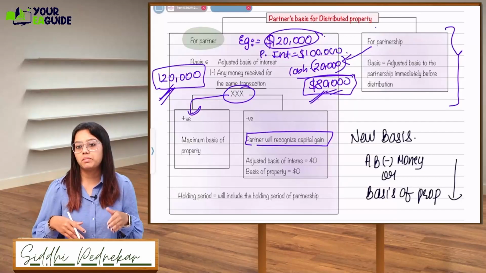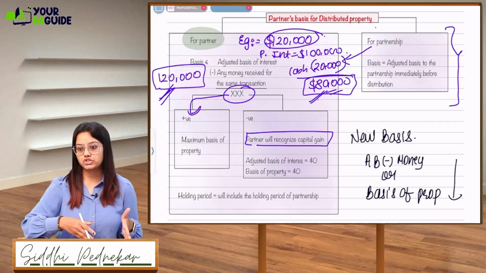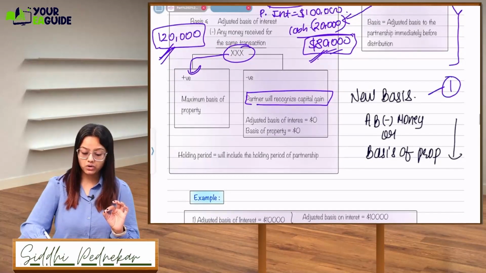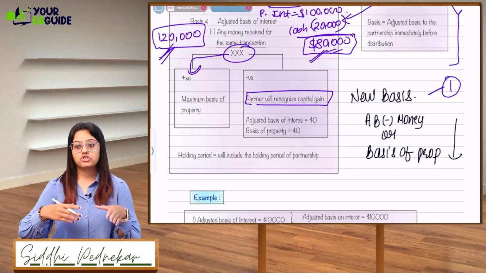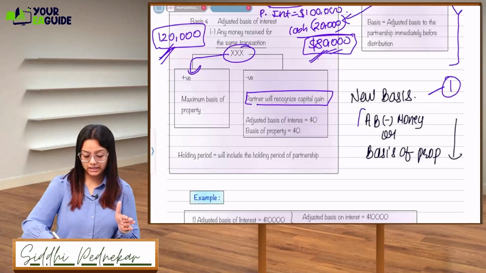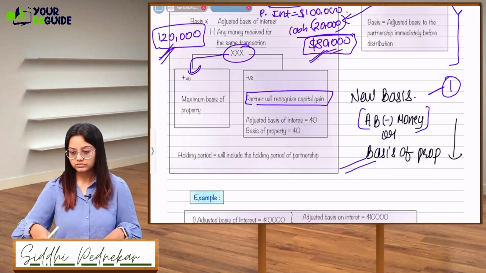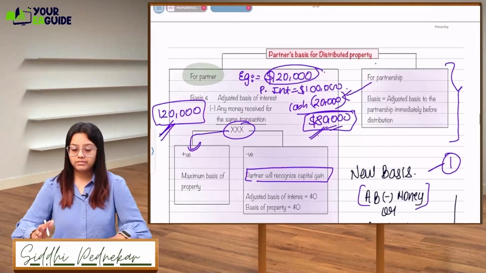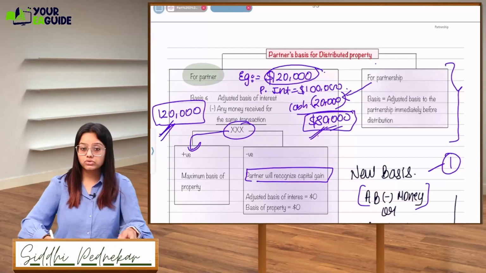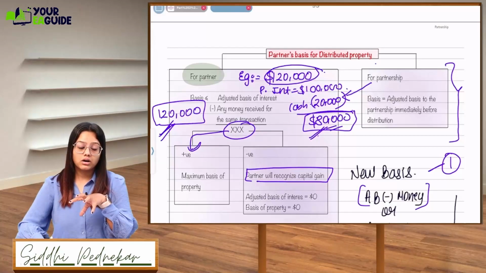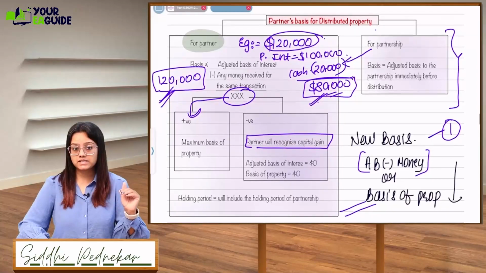Adjusted basis to the partnership immediately before the distribution. Okay, so there will be one question on this. New basis will be adjusted basis minus money, or the basis of property, whichever is less. So you have to do this calculation: check the property's basis against the basis of your partner in the partnership firm, reduce the money distribution. If it's positive, take the basis of property as it is.